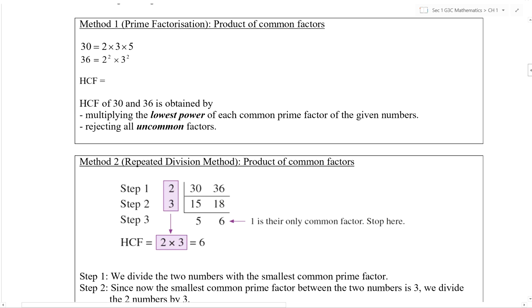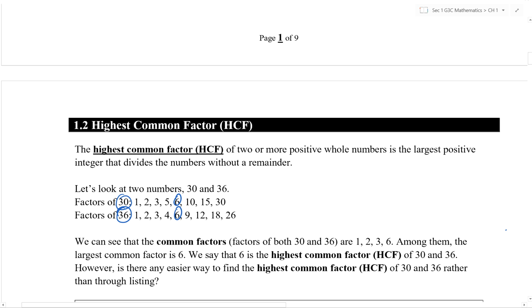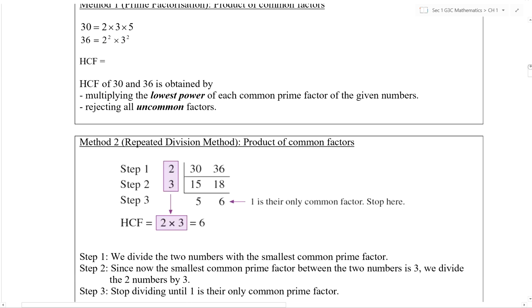There's a typo at the top over here. This should have been 36. Factors of 36. Thanks for pointing it out. Okay, so back to this.